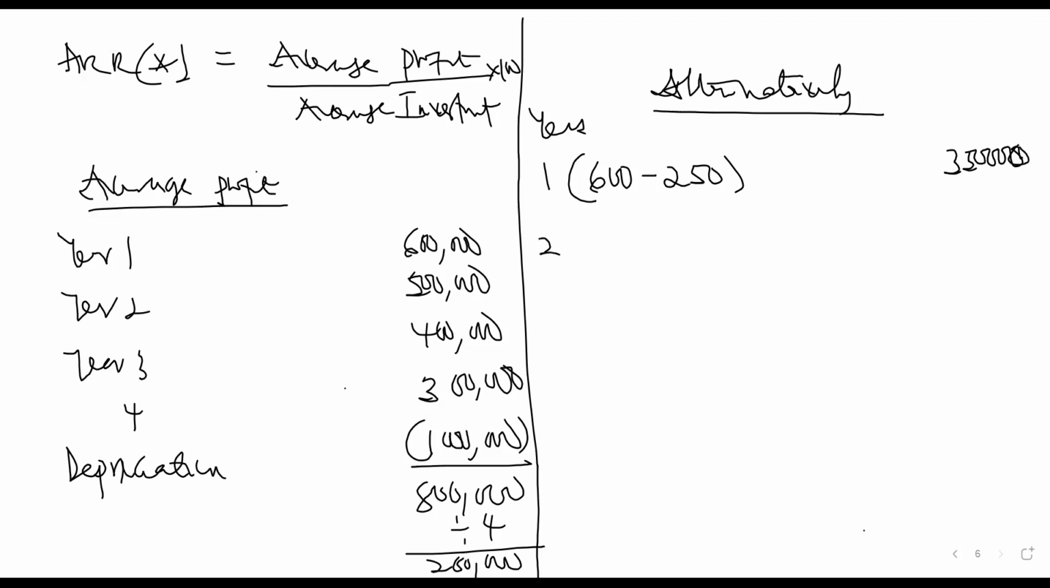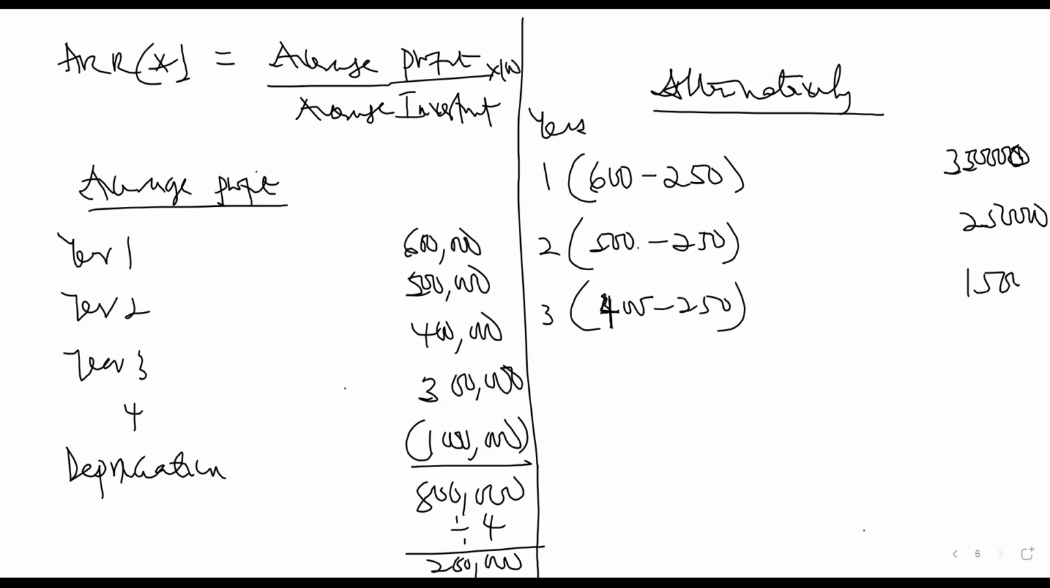Okay. Year two will be 500,000 minus 250. That will give us 250,000. Year three will be 400 minus 250. That will give us 150,000. Year four will be 300 minus 250, because annual depreciation is 250. So that will be 50,000.